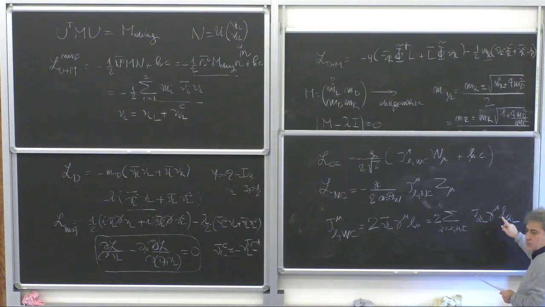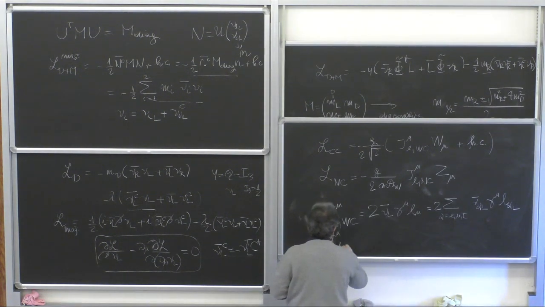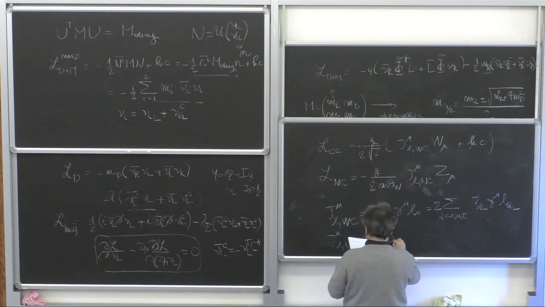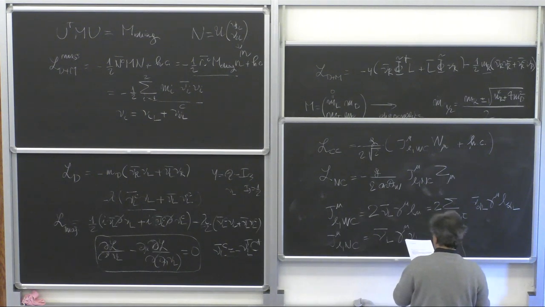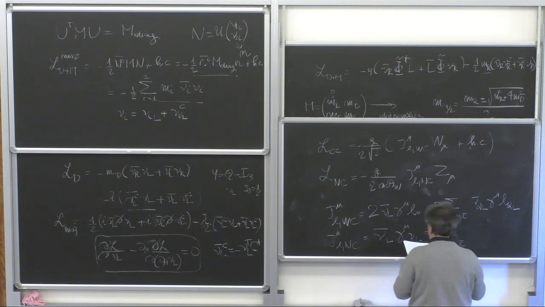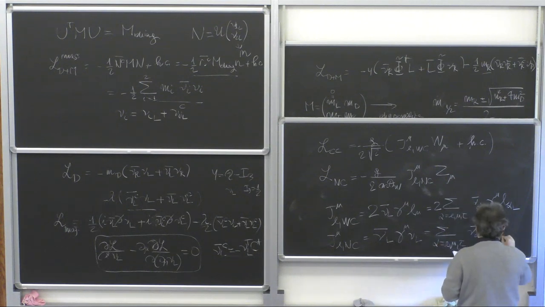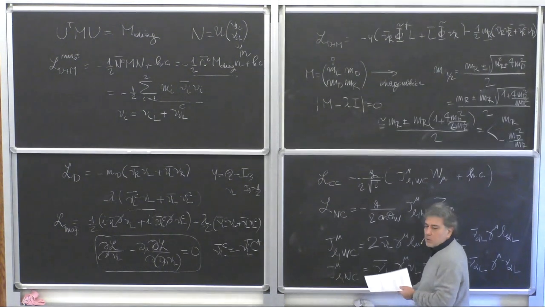L is the field for the charged leptons, and the neutral current part is nu bar L gamma mu nu L. Okay. And so the sum for alpha equal to e, mu, tau, nu alpha left bar gamma mu nu alpha L. Okay, this is just to see what we are talking about.